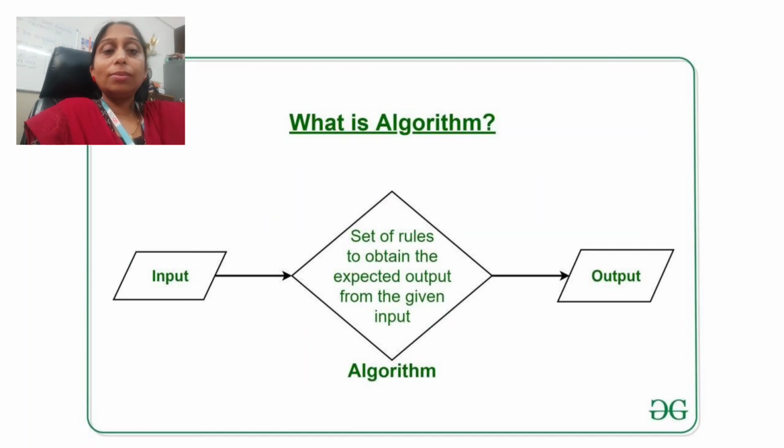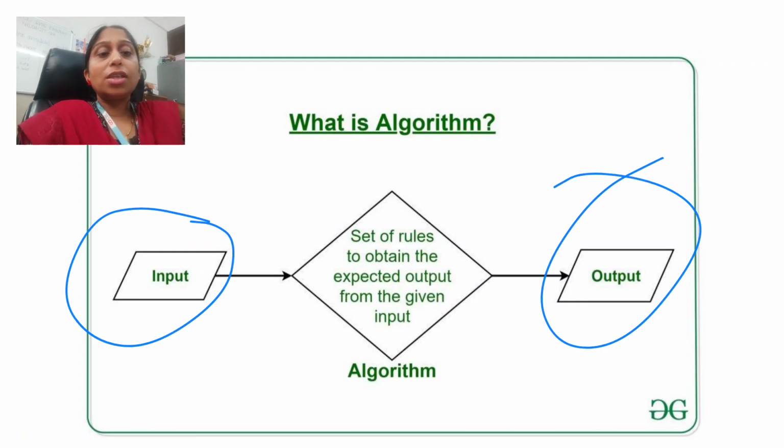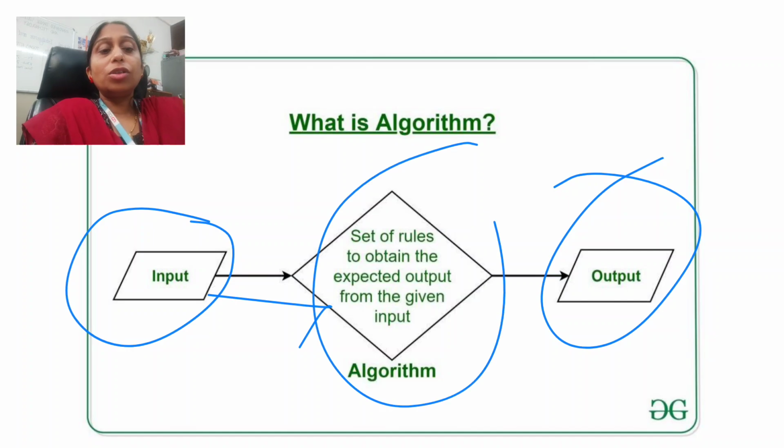So what is an algorithm? An algorithm has a certain set of inputs, and we have to follow a certain set of instructions to get the output. So here the input is here and there is the output. This is the step-by-step process which an algorithm follows to get the output.